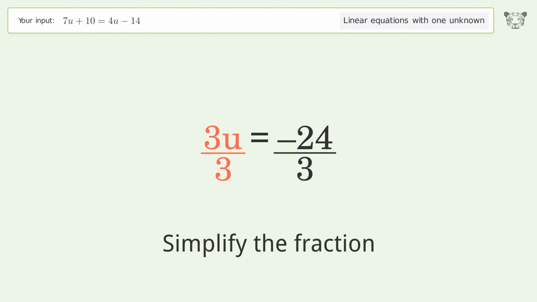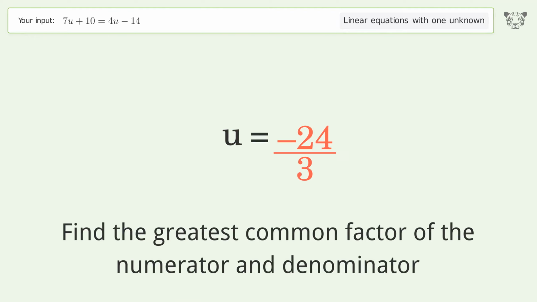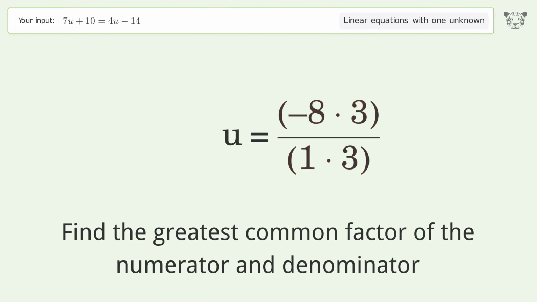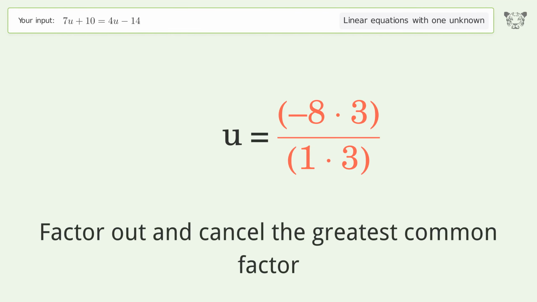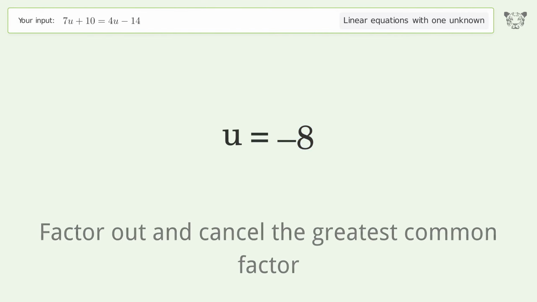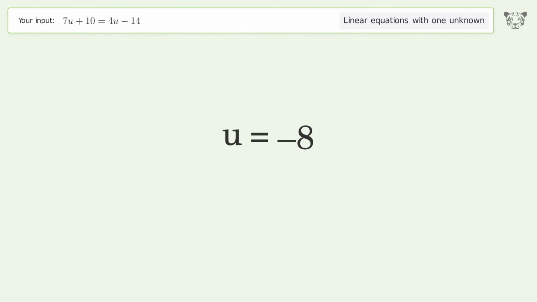Simplify the fraction. Find the greatest common factor of the numerator and denominator. Factor out and cancel the greatest common factor. And so the final result is u equals -8.